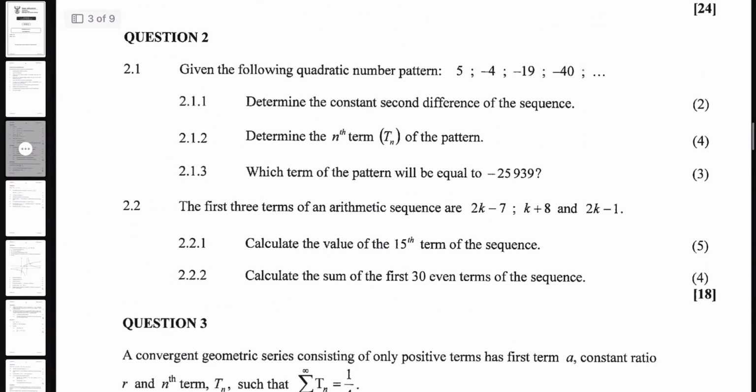This paper is starting to be interesting now. So when you go to the next question, it says you're literally dealing with a number pattern. By just looking at this question, I can tell that the first question is about a quadratic sequence. That means I need to determine the first and second difference.